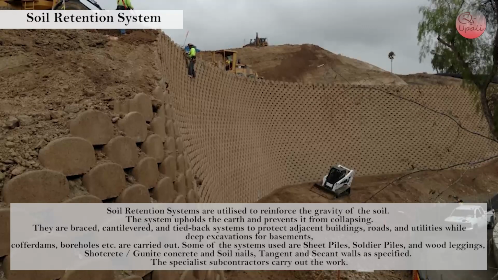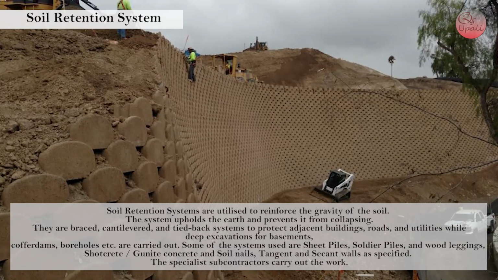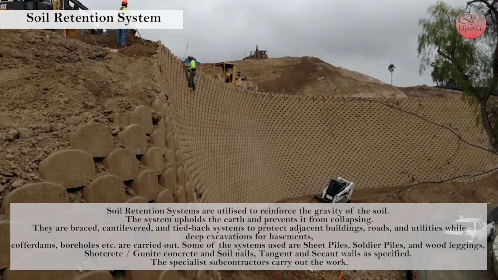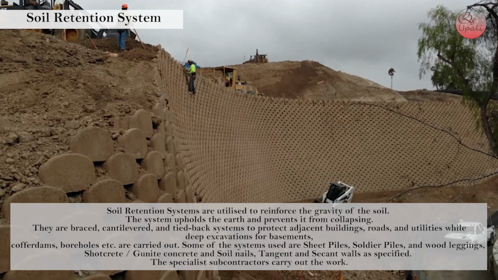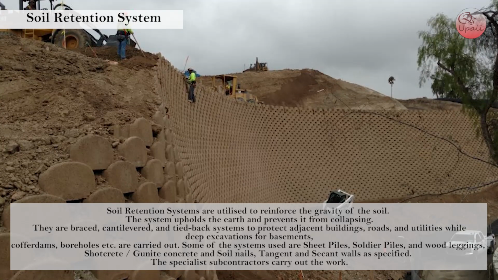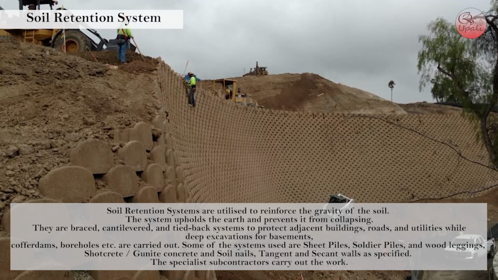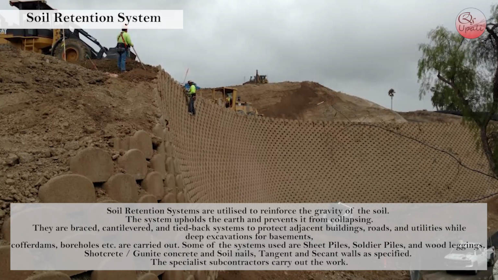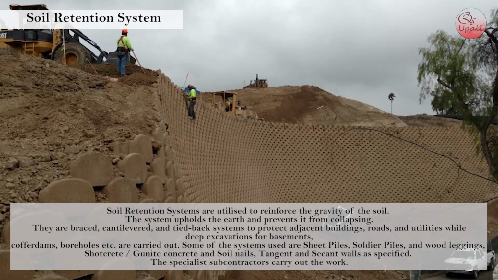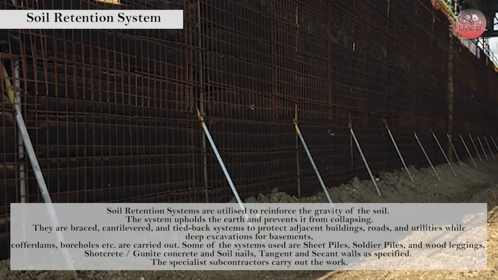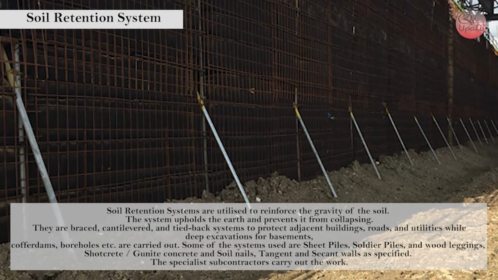Soil retention system. Soil retention systems are used to reinforce the gravity of the soil. The system upholds the earth and prevents it from collapsing. They are braced, cantilevered and tied back systems to protect adjacent buildings, roads and utilities, while deep excavation for basements, cofferdams, boreholes, etc. are carried out.